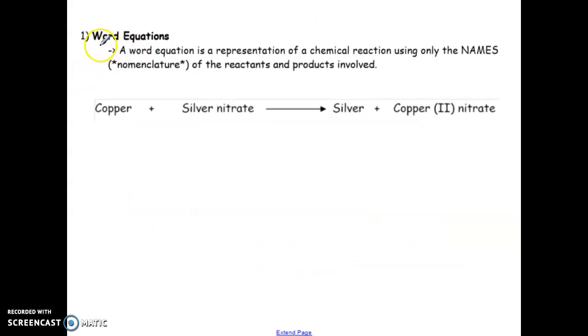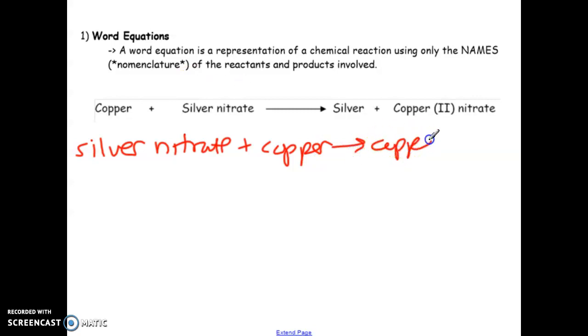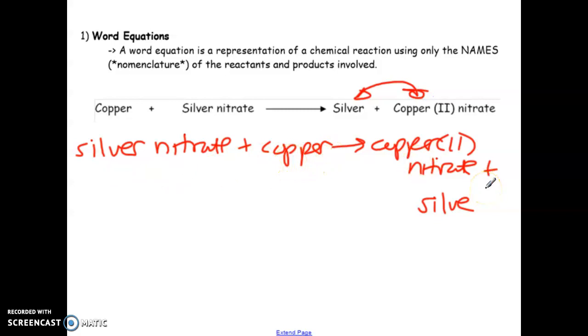So here's an example of a word equation. This is where you have the reactants and products written out with their names. So you're not writing the formulas in. So here you have copper plus silver nitrate produces silver and copper 2 nitrate. Going back to what I was saying before, it doesn't matter if I say silver nitrate plus copper, making copper 2 nitrate plus silver, right? The order of this doesn't matter. What matters is it's on the correct sides.